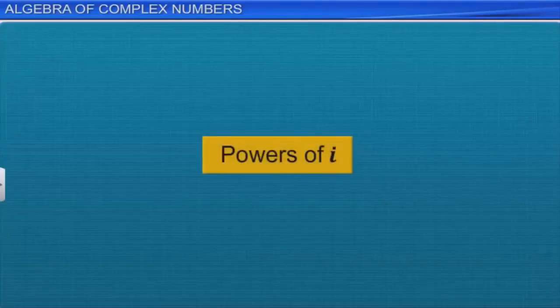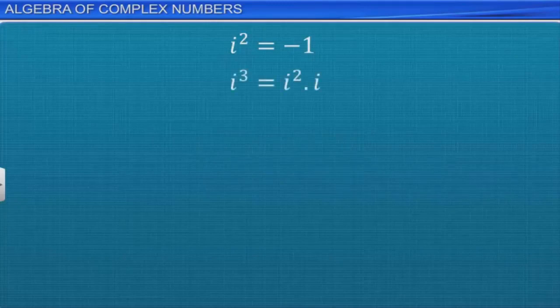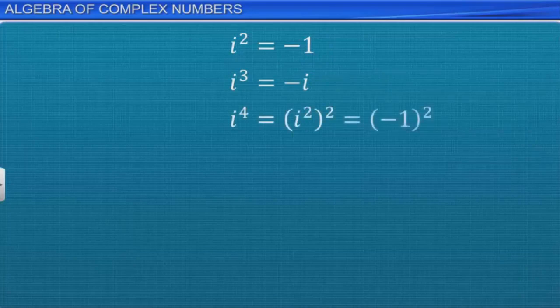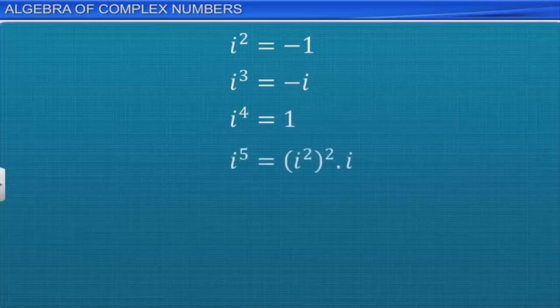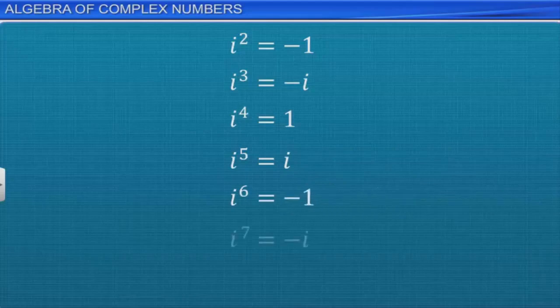Now, we'll learn to find the powers of i. You know that i squared is equal to minus 1. i cubed is equal to i squared multiplied by i, which is equal to minus i. i raised to the power 4 is equal to i squared whole squared, which is equal to 1. i raised to the power 5 is equal to i. Similarly, i raised to the power 6 is equal to minus 1, and so on.